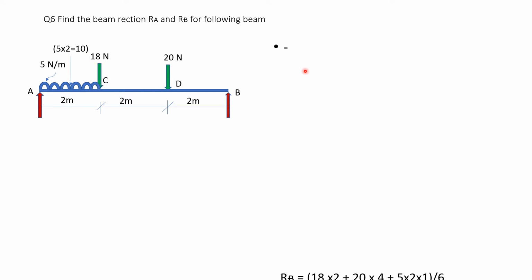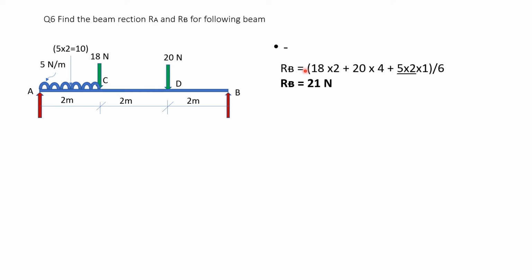Now how we calculate RB is equal to, first let us take the point loads. The first point load is 18 and it is at a distance of 2 meter from A. 18 into 2, going downward on the right hand side, positive. Then the next point load is 20, acting at a distance of 4 meter from A, so 20 into 4, going downward on the right hand side, so positive.